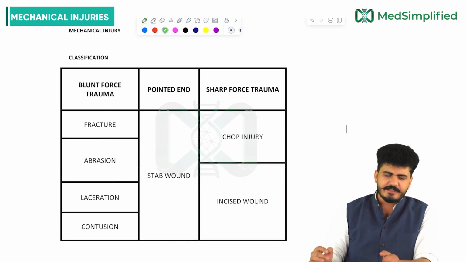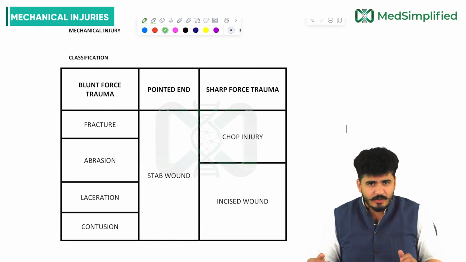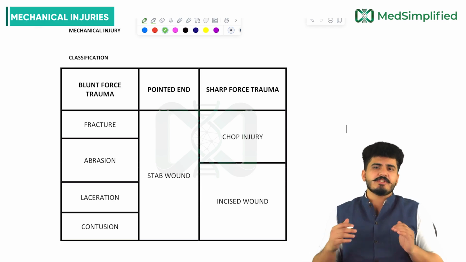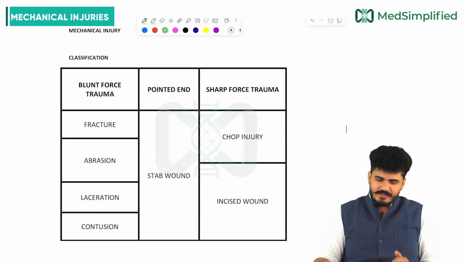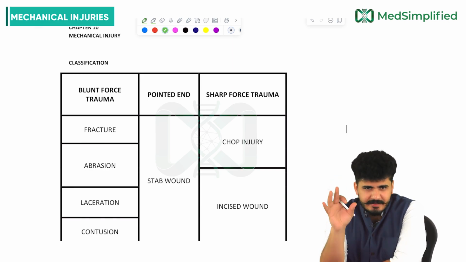And now we are going to discuss chapter number 10, that is all about the mechanical injuries. First, let's classify the mechanical injuries into three parts. What are they? Blunt force trauma, pointed end and sharp force traumas. So these are the three types of traumas we are having.